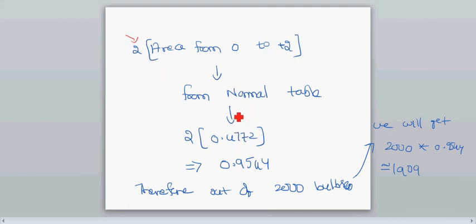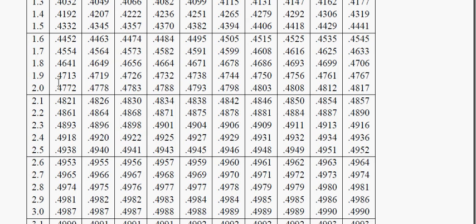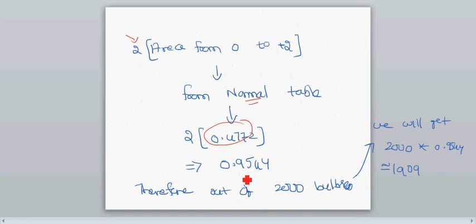From the normal table you will get the area from 0 to 2 as 0.4772. Go to the normal distribution table and look at 2.0 in the first column: 0.4772. And when you multiply by 2, you get the answer as 0.9544, that is about 1908 bulbs. So just go through the previous video for the next.